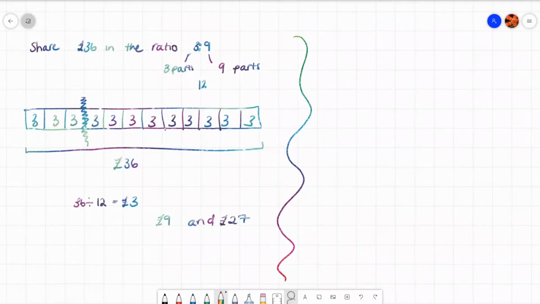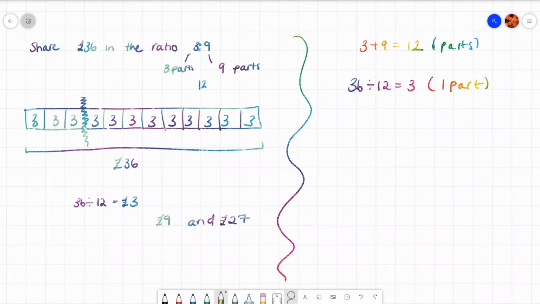Well, we know that it's 12 parts, isn't it? So you add your ratio up, 3 add 9 is 12. Your money's been shared into 12 parts altogether. You've got £36, so you're going to do 36 divided by 12 to get 3, and that tells you how much one part is worth.